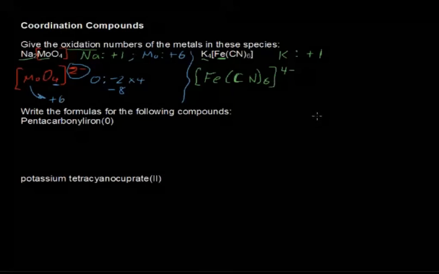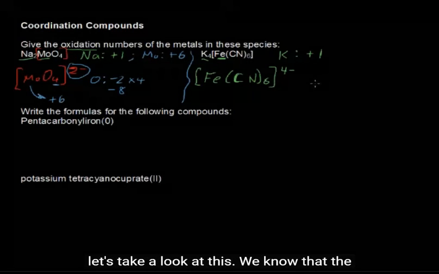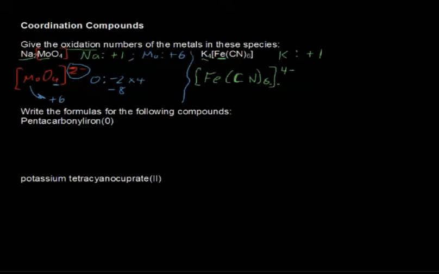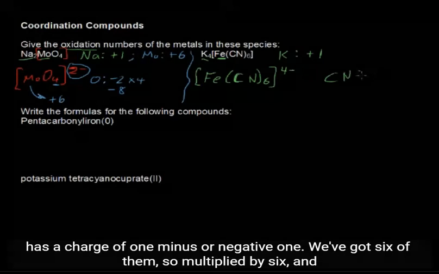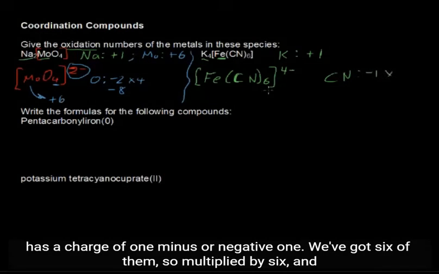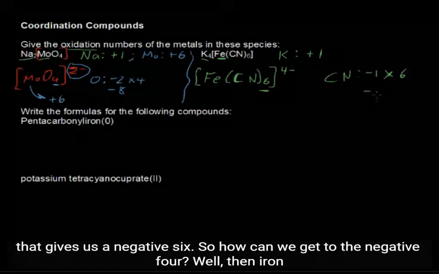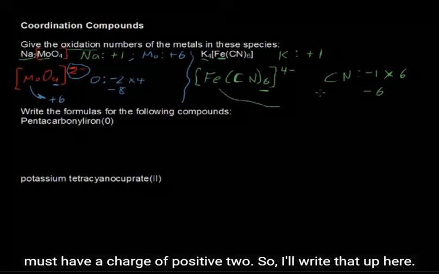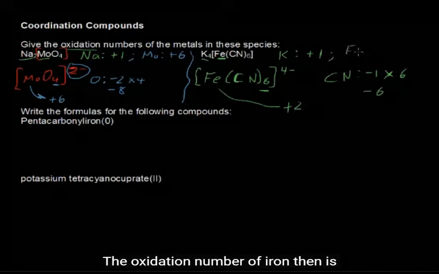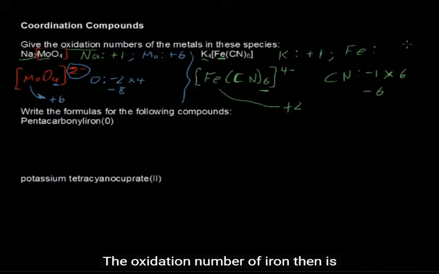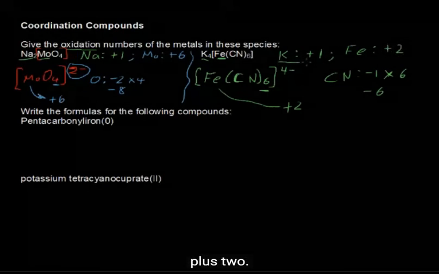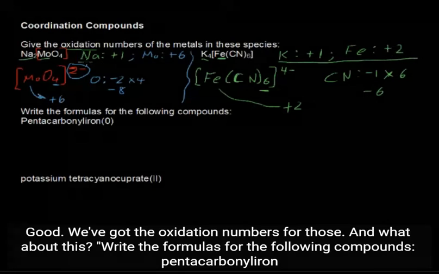And so let's take a look at this. We know that the cyanide ion, CN, has a charge of 1 minus or -1. We've got 6 of them, so multiplied by 6, and that gives us -6. So how can we get to the -4? Well, then iron must have a charge of +2. So I'll write that up here. The oxidation number of iron then is +2. Good, we've got the oxidation numbers for those.